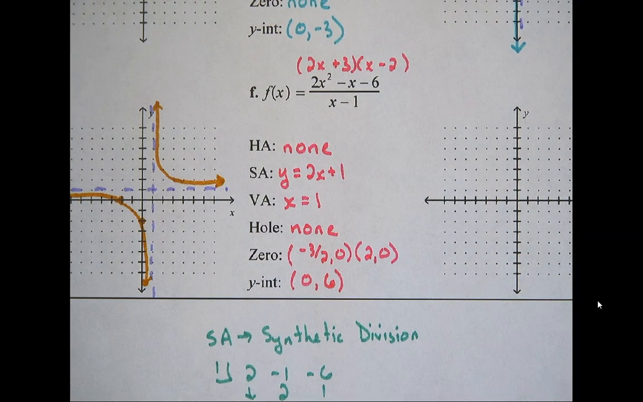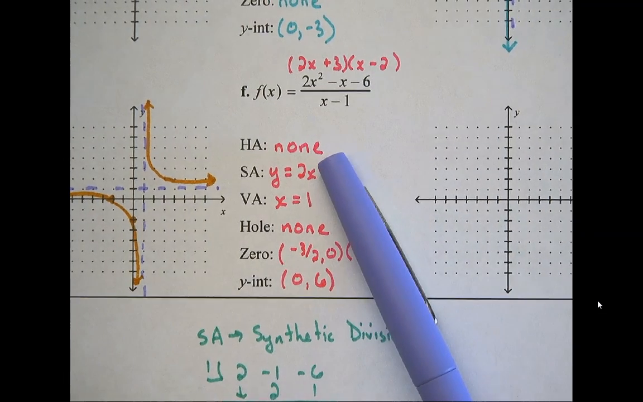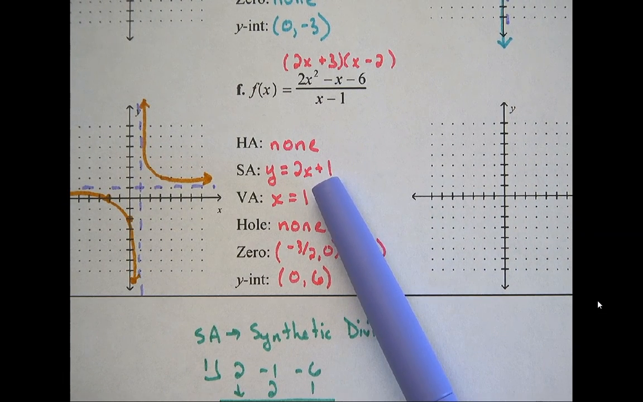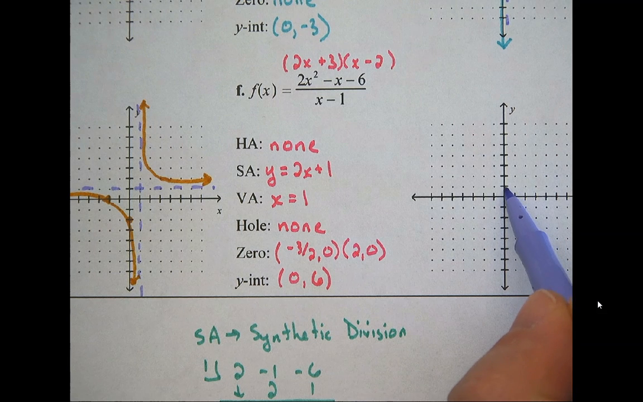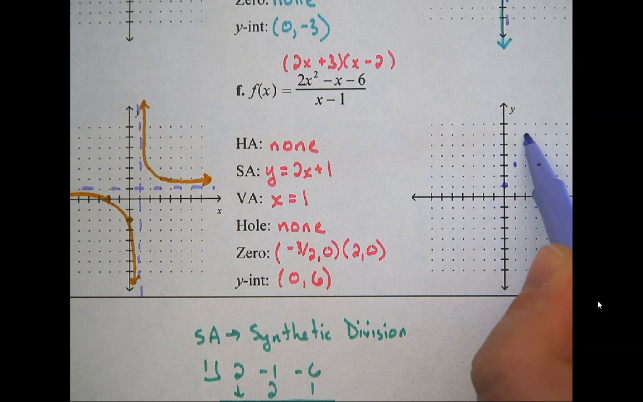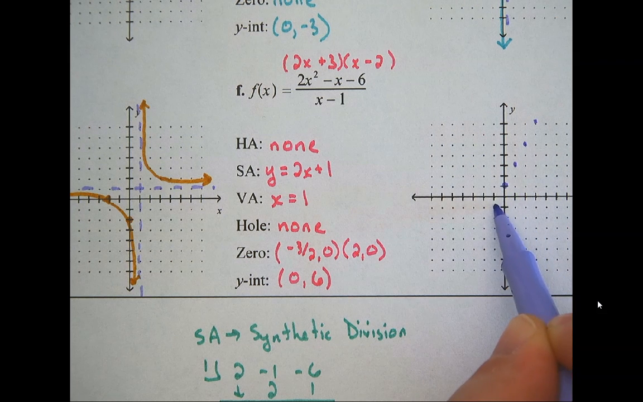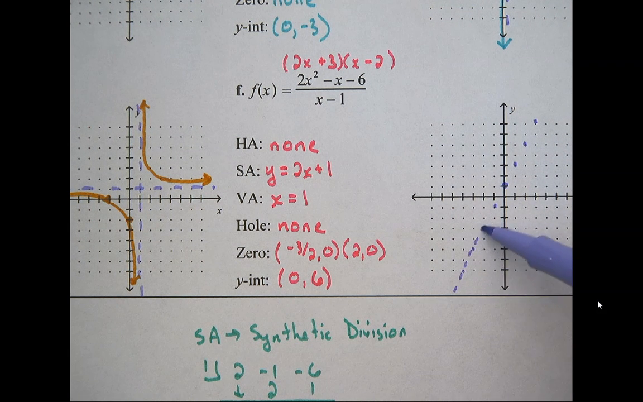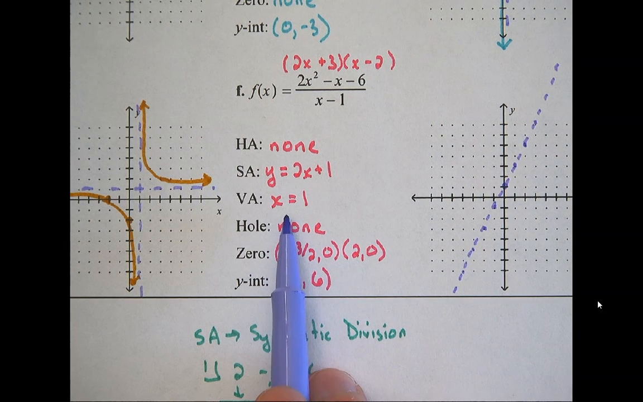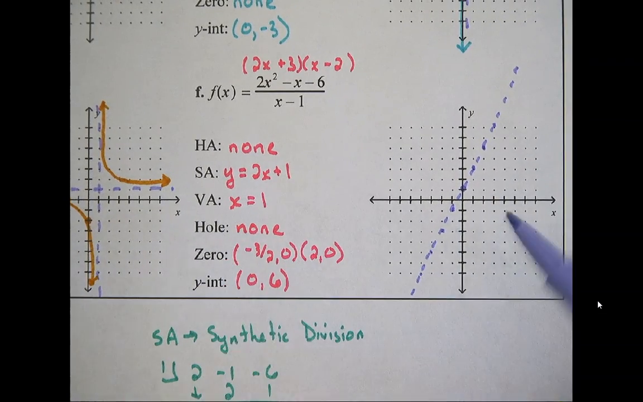All right, let's make it happen, Captain. So instead of drawing an HA, I'm going to draw an SA, a slant asymptote. So we're going to just graph this line that's given to us in slope-intercept form. I've got a y-intercept of 1, up 2 over 1, up 2 over 1, up 2 over 1, down 2, back 1, down 2, back 1, down 2, back 1. And that is my slanty asymptote. My VA is still x equals 1, so that's not anything new.